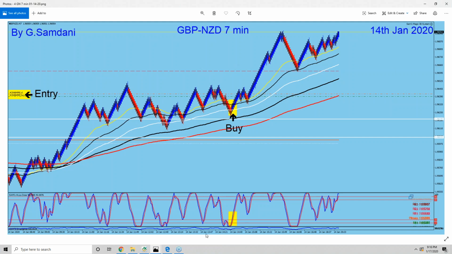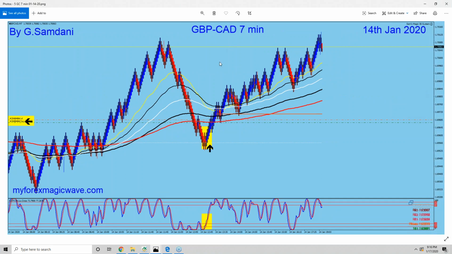So on the 14th here, the entry was on the 14th as well. This one, right? I just showed you. And then pound CAD is the same thing. It was below here, went up, and then came back down here. The yellow went below the black, but it's still above the red. And since all the pound pairs were going up, I said, well, this is going to go up again.